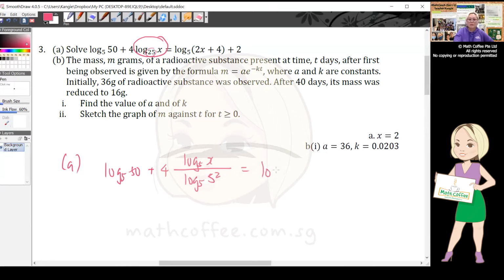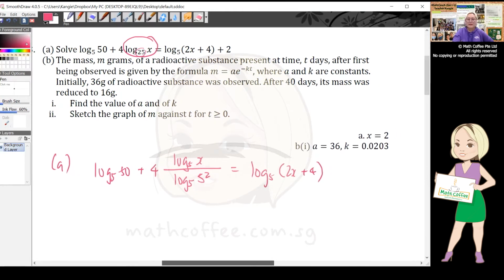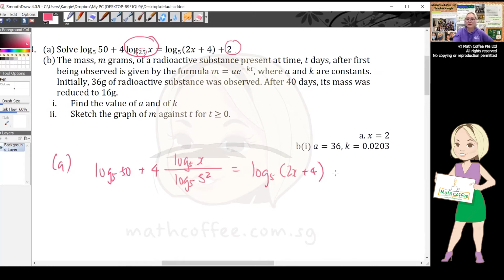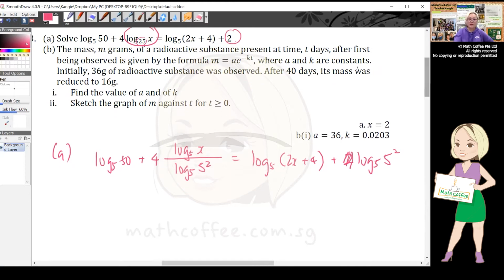Okay, right-hand side remains the same, no change first. But I can actually change this to base 5. So it becomes 2 log 5 5, and when this is 2 log 5 5, I can bring this 2 up. So it becomes like that. Okay, back to here. So I have log 5 50 plus, bottom is a 2 whole, right? Okay, and maybe I'll just rewrite. Multiplied by log 5 x over 2 equals to this one.